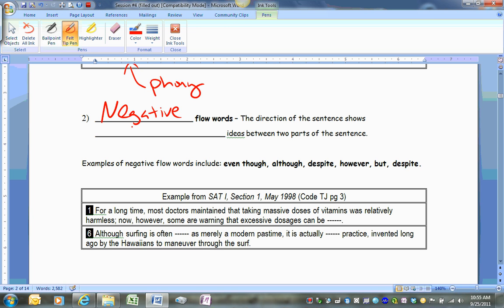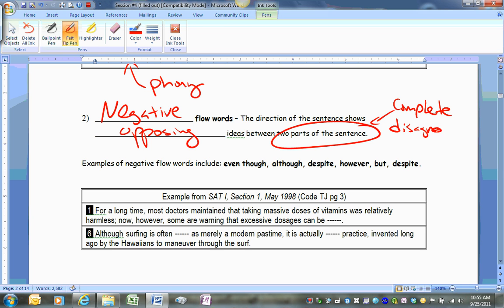This is when the direction will show opposing ideas between two parts. So basically we want complete disagreements. And those words like even though, although, despite, however, but, despite. Oh, I've had despite twice, okay. That's good to know. Get rid of it. Or unlike. You know, I talked about that earlier. So here again we have an easy and a more challenging one.